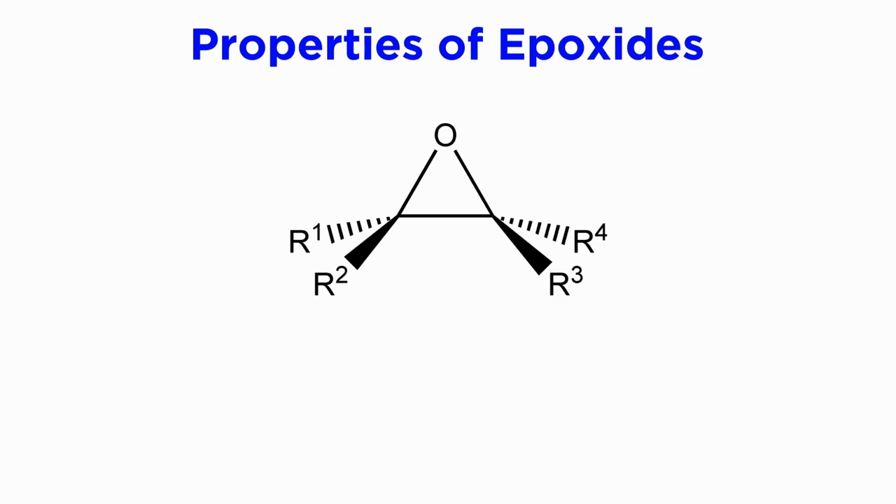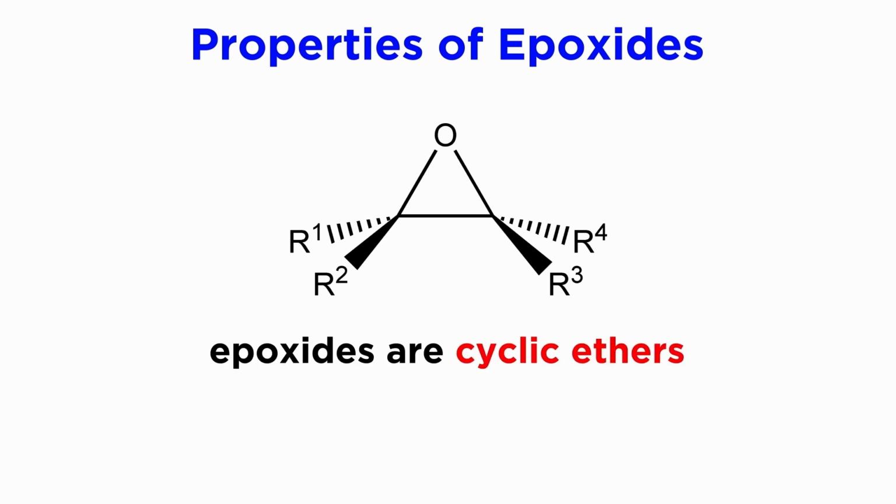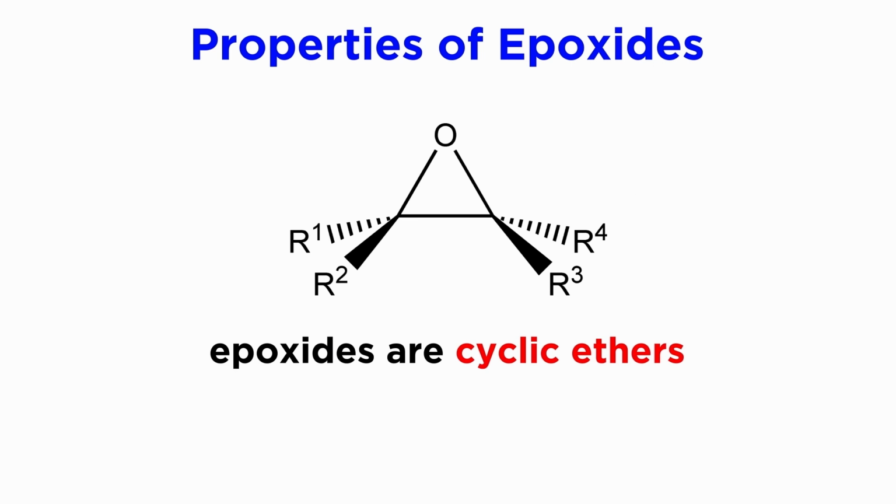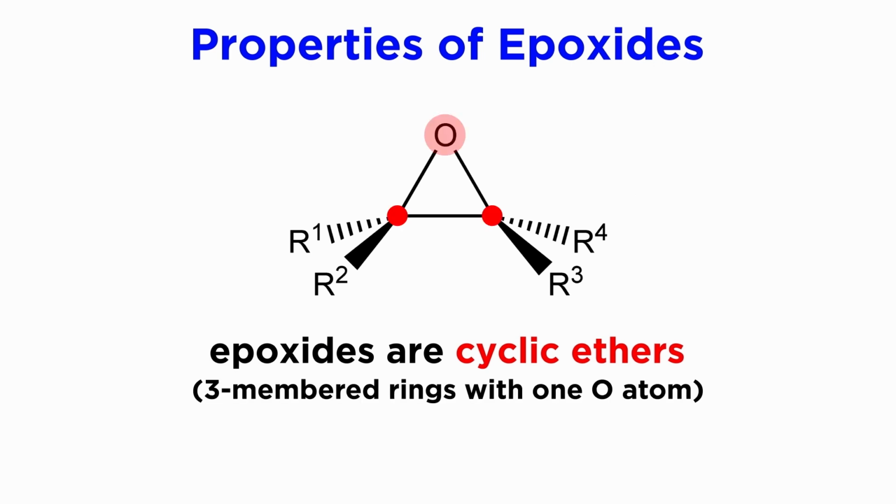So what are epoxides exactly? Well, they are cyclic ethers, sort of like tetrahydrofuran or 1,4-dioxane, which are common solvents. However, epoxides are a bit different. Epoxides are three-membered rings with oxygen at one of the positions. Again, given that this oxygen atom has alkyl on either side, epoxides qualify as ethers, though they are cyclic ethers.